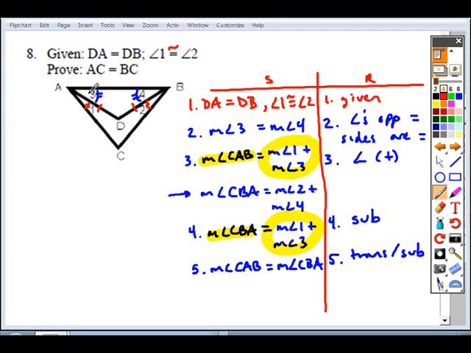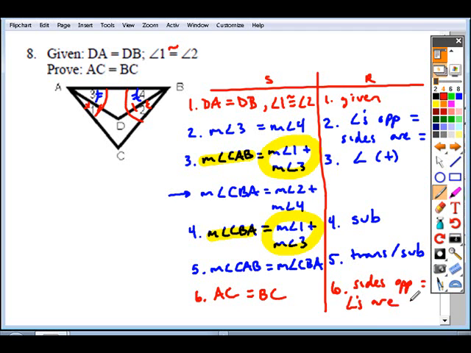And then if we have that these two large angles are equal, then what do we know about the sides opposite those? So now we have our statement that AC and BC are equal. And the reason for that is, again, now it's just the reverse of this, which is in a triangle, sides opposite equal angles are equal.